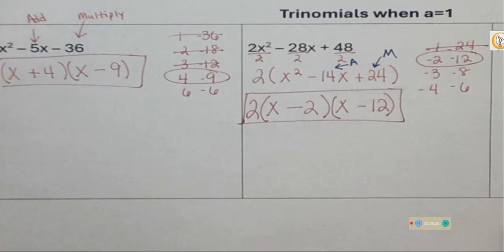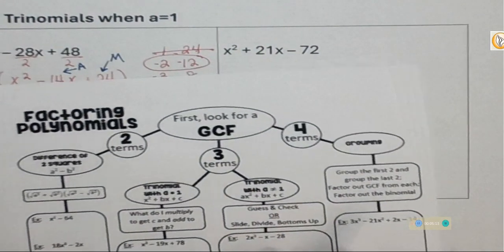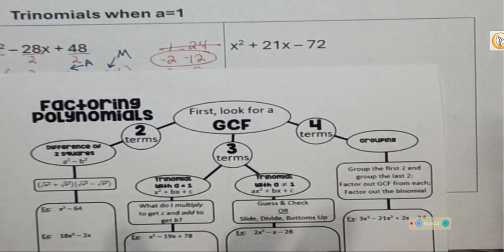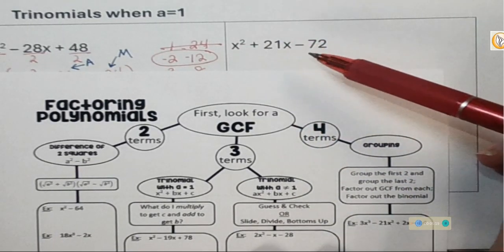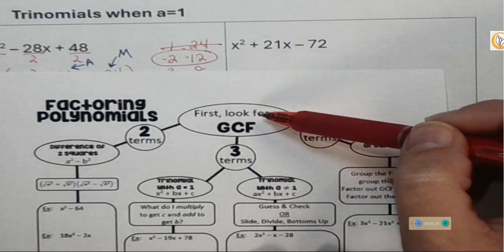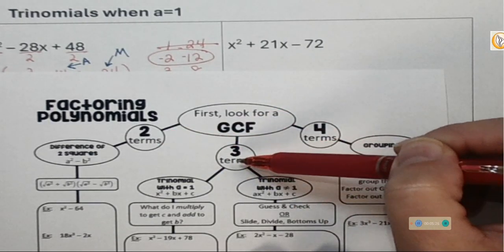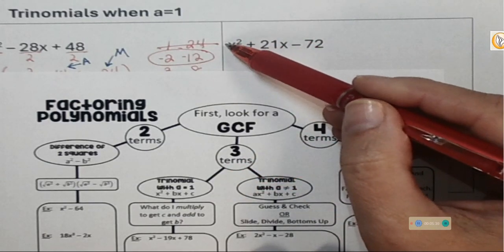Let's do one more to make sure we've got it. Start at the top of your flowchart. The question you ask yourself is, do I have a greatest common factor between 1x squared, 21x, and negative 72? The answer to that is no. So I move on. How many terms do you have? You have 3 terms. Is a equal to 1 or is a not 1? Well, there's nothing there. That means it's 1.